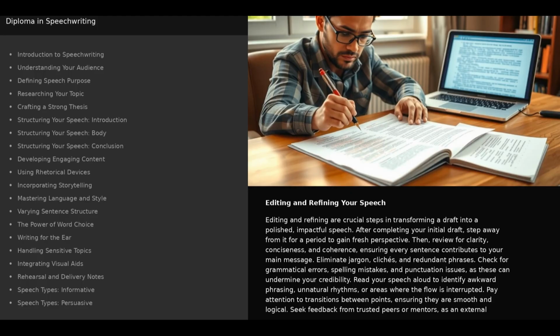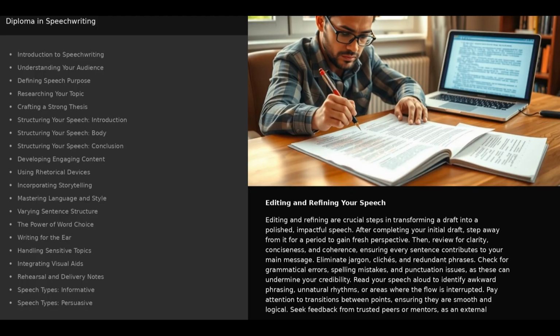Eliminate jargon, cliches, and redundant phrases. Check for grammatical errors, spelling mistakes, and punctuation issues, as these can undermine your credibility. Read your speech aloud to identify awkward phrasing, unnatural rhythms, or areas where the flow is interrupted. Pay attention to transitions between points, ensuring they are smooth and logical.